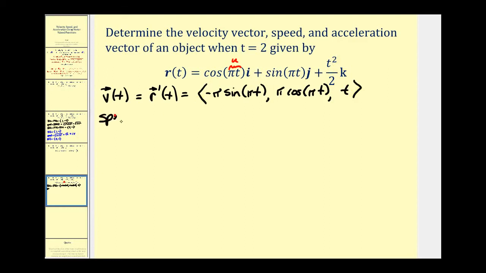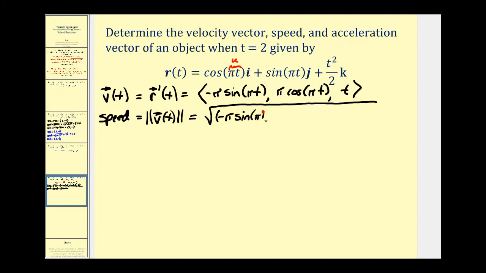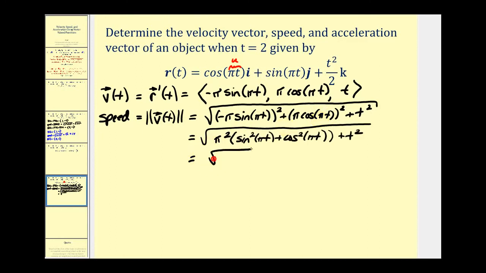Now to find the speed, we have to find the magnitude of this vector valued function. It's going to give us the square root of negative pi sine pi t squared plus pi cosine pi t squared plus t squared. Now notice that both of these are going to have pi squared, so if we factor out pi squared from these first two terms, we're going to end up having sine squared pi t plus cosine squared pi t, and that's going to give us 1. So this is going to simplify nicely to the square root of pi squared plus t squared.